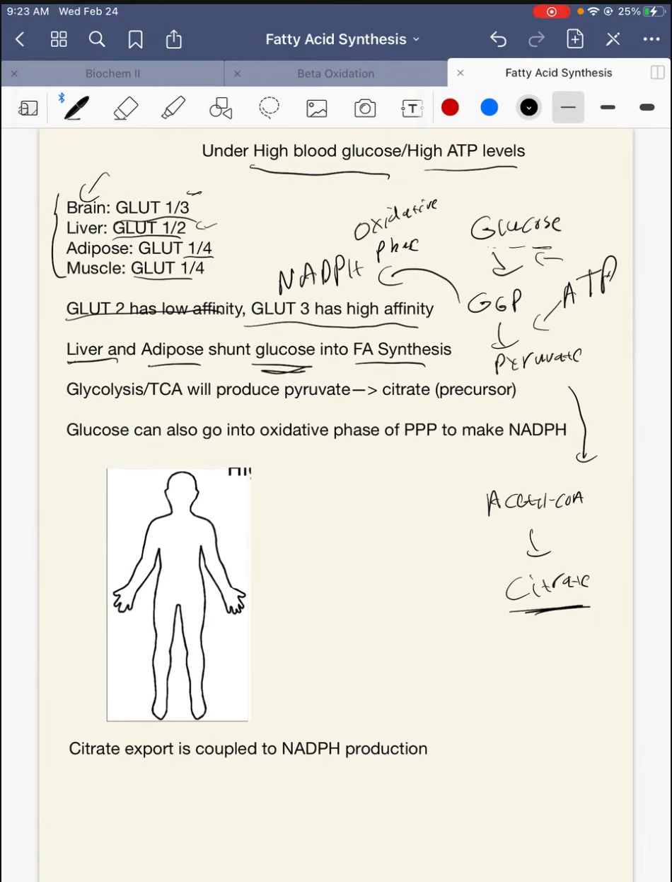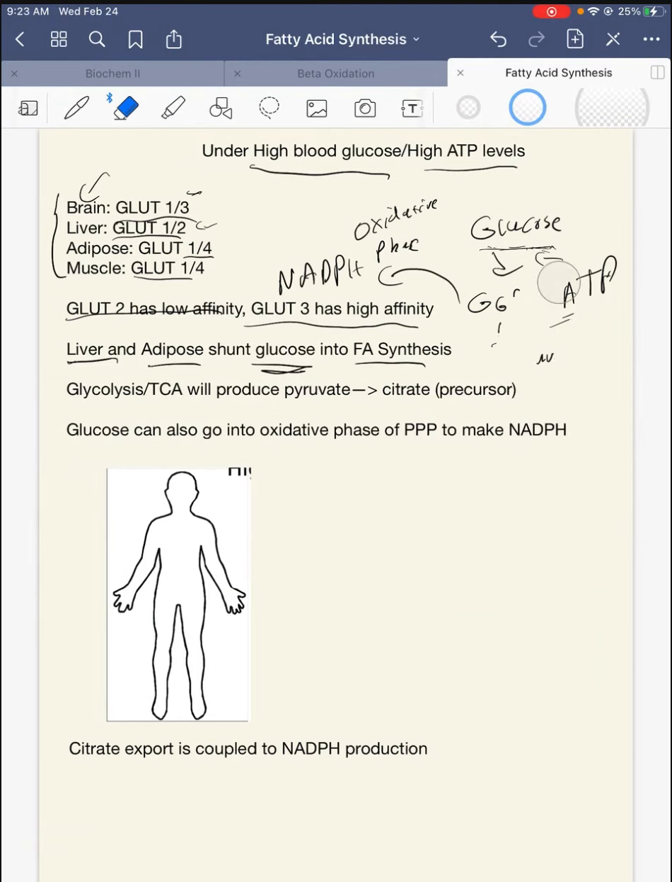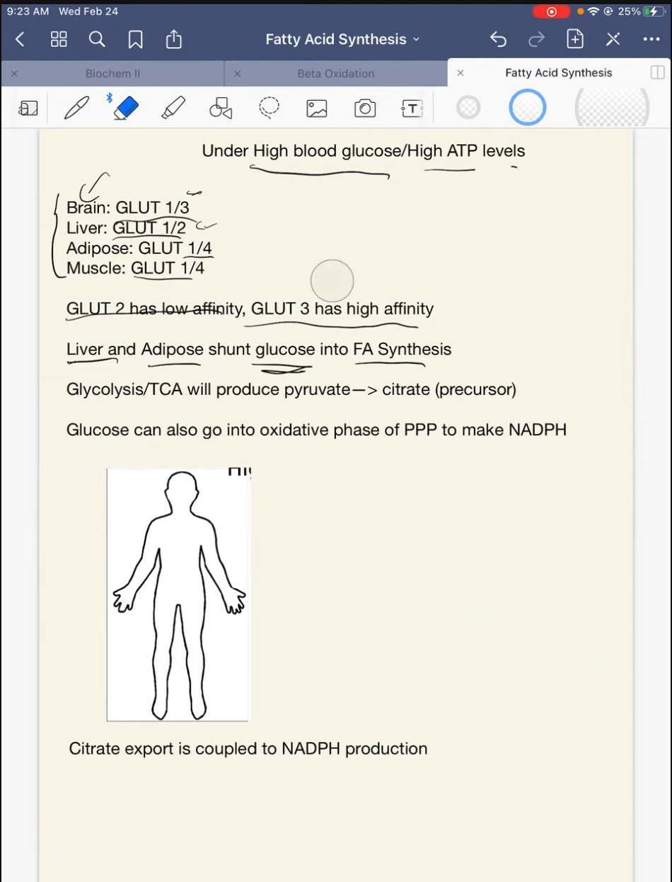Whenever we have a high blood glucose level that's able to be shunted into the oxidative phase, we'll make NADPH, and then we'll be able to make ATP in the process of making pyruvate, and then our pyruvate can be converted into citrate. Then citrate is exported, and then you start making your fatty acids. So that's how the cell makes fatty acids when it has high blood glucose levels. So that's why it's regulated with glycolysis in TCA as well.